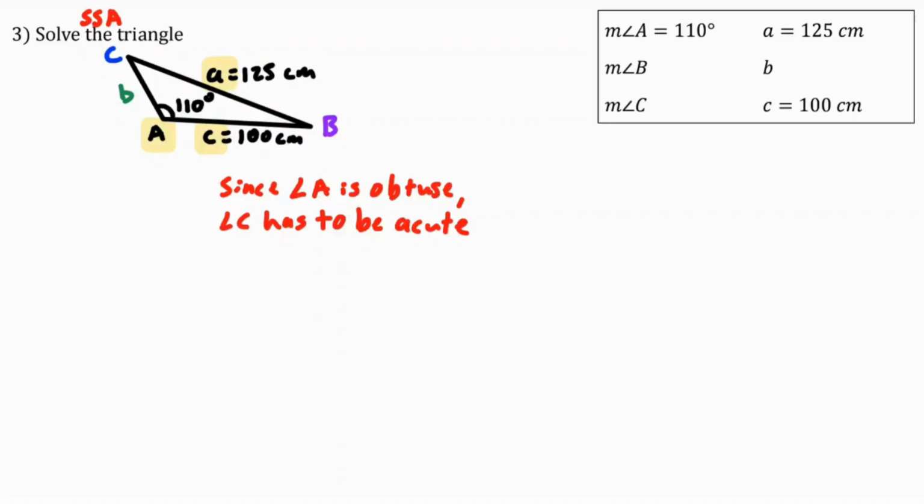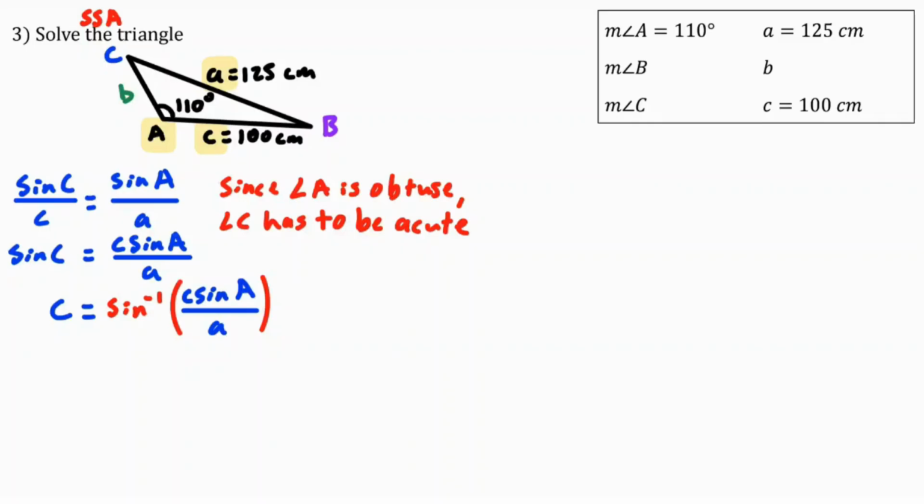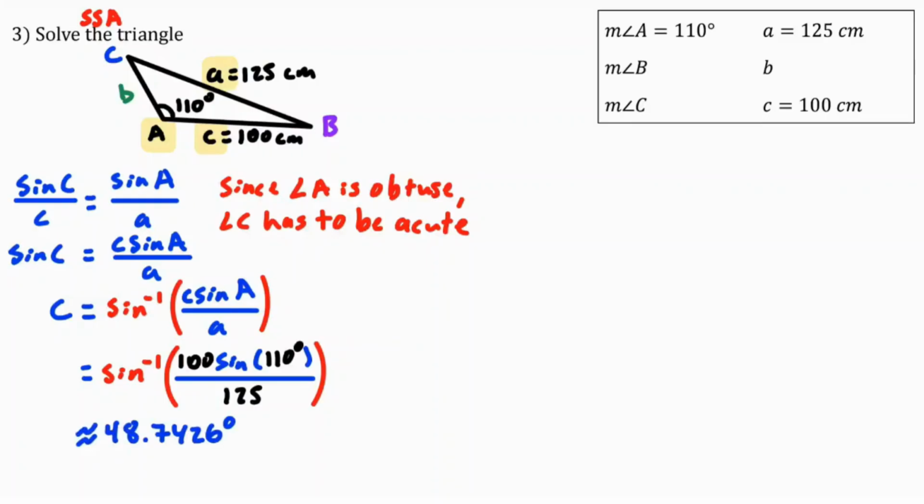So let's solve for angle C. We're going to use sine of C over C equals sine of A over A. Multiply both sides by C, we get sine of C equals C sine of A over A. To get angle C by itself, we take the sine inverse of both sides. So we have C equals sine inverse of C times sine of A over A. We'll substitute all of our values in, and type it the way it is on the calculator. Don't try to simplify it. And you get angle C to be about 48.7426 degrees. Now here's a tip about this.